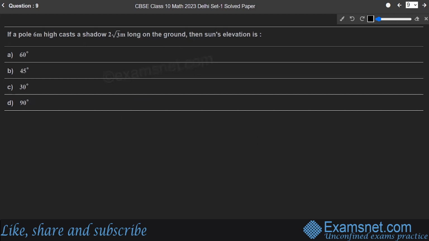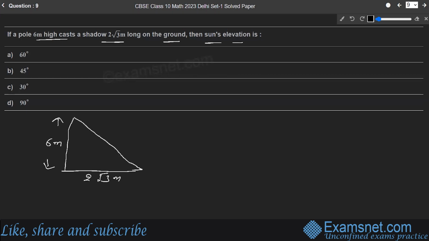Next, question number 9. If a pole 6 meter high casts a shadow 2 root 3 meter long on the ground, the sun's elevation is. So let us make the diagram first. So this is a pole. The pole height is 6 meter. And then there is the shadow length on the ground, that is 2 root 3 meter. Let us connect it like this so that we can create the angle of elevation. Angle of elevation is, let's say, theta.